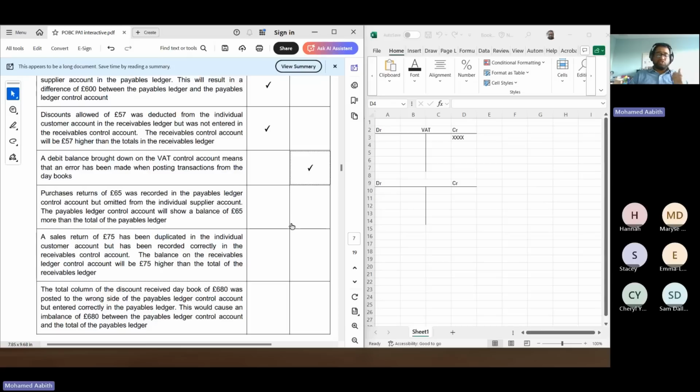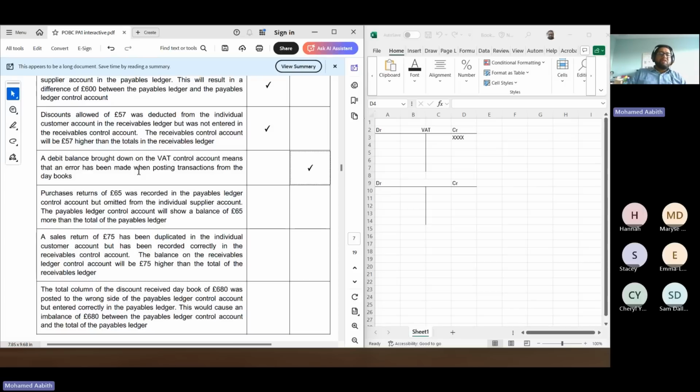So the statement is false. In this scenario, they're saying an error has been made. It's not true. It could be an error, but they make it sound like this is the only reason we have a debit balance. It's not true. We can have a credit balance and a debit balance.